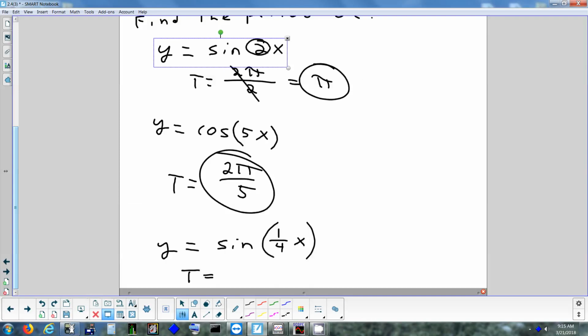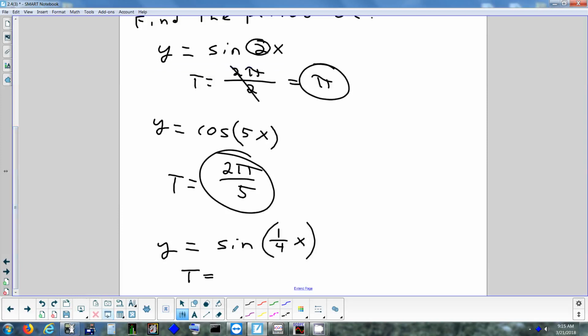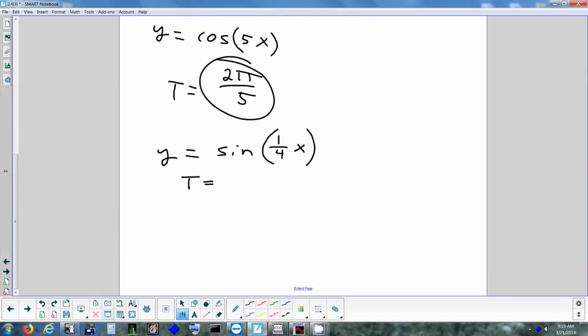Okay, let's try this one. Sine of 1/4 x. Right, so Abby, how would I set up my formula to find the period of sine 1/4 x? You need 2 pi over 1/4. Yeah, I'm just going to make it as 2 pi over 1. You can always put a number over 1 if you want. The reason I made the top a fraction is because the bottom is a fraction. Now, we can't leave that. We got to do that out.